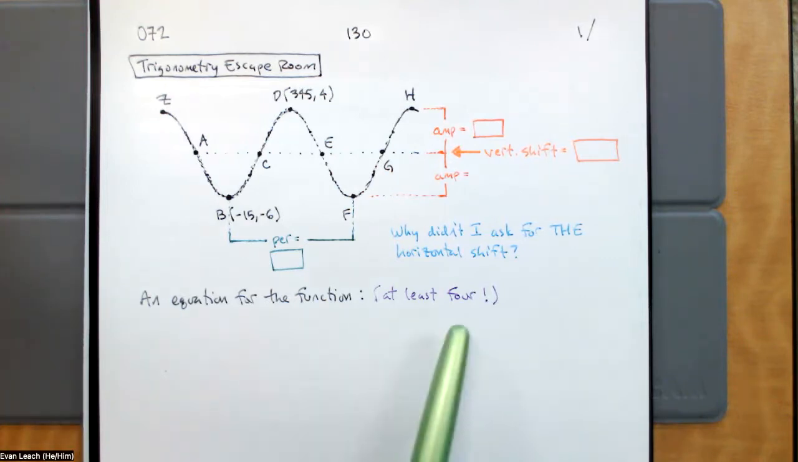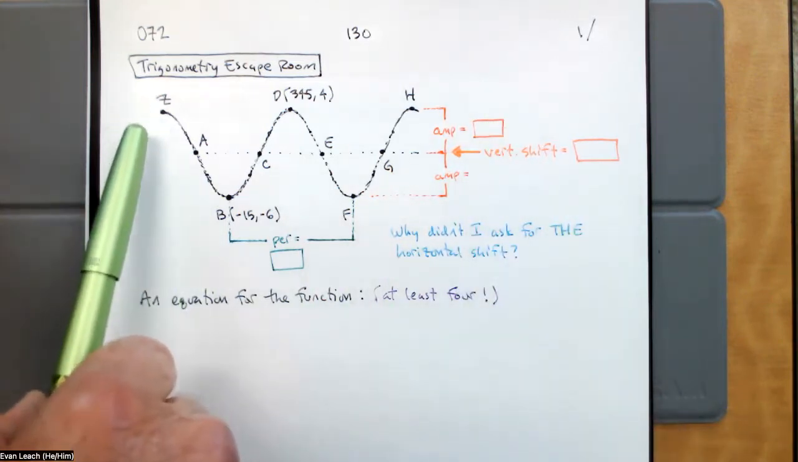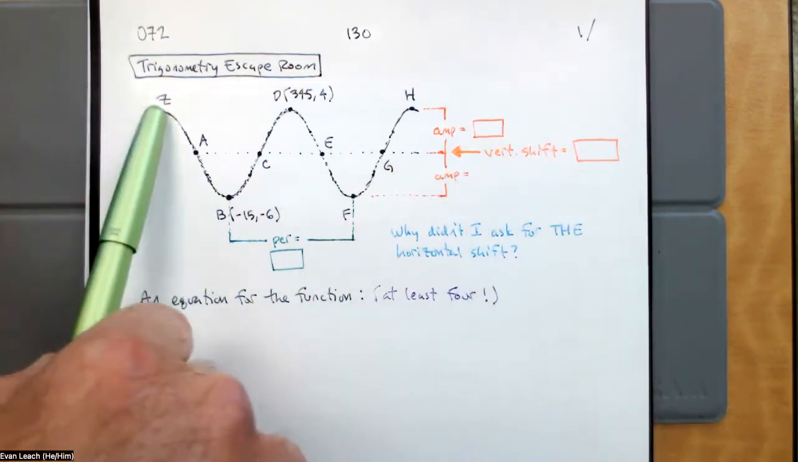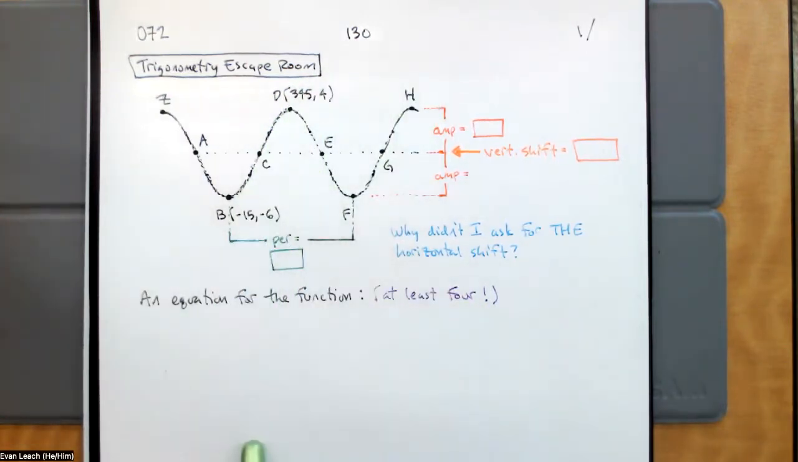We get a point for identifying the period, the amplitude, the vertical shift, and both coordinates of the points for which we do not already have coordinates. And we get a point for each equation of the function that we can come up with, and for answering this question: why didn't I ask for the horizontal shift? So let's begin.